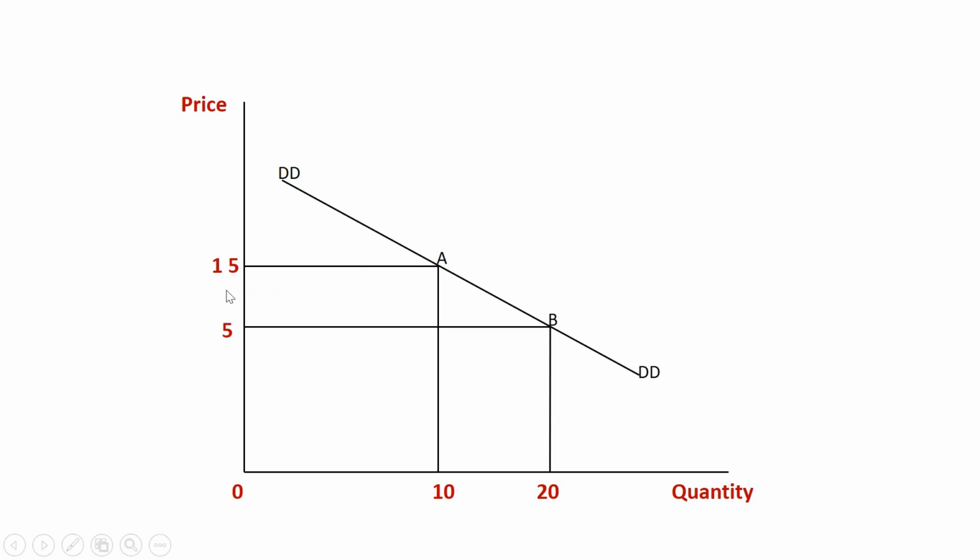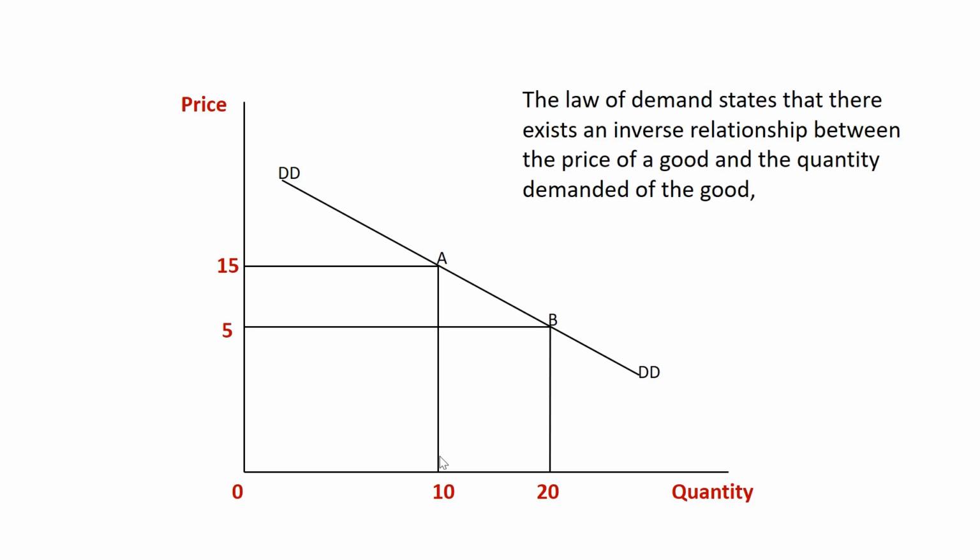The demand curve shows that when price is 15, quantity demanded is going to be 10. And when price is 5, quantity demanded is going to be 20. So what we see is that when price is high, quantity demanded is low, and when price is low, quantity demanded is high. This is an inverse relationship. Therefore, the law of demand states that there exists an inverse relationship between the price of a good and the quantity demanded of the good, all other things being equal.